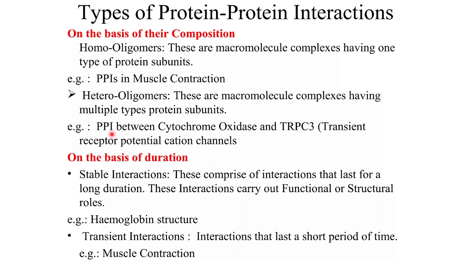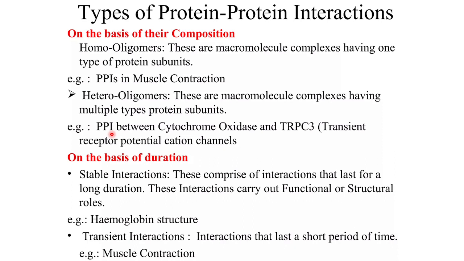Okay, now there are different types of protein-protein interaction. The first one is on the basis of their composition. When we categorize based on composition, we have the homooligomers. These are macromolecular complexes having one type of protein subunit, like the protein-protein interaction that you observe in muscle contraction. Then you have the heterooligomers, which are complexes made up of multiple types of protein subunits, and an example is the interaction between cytochrome oxidase and TRPC3, that is, transient receptor potential cation channels.